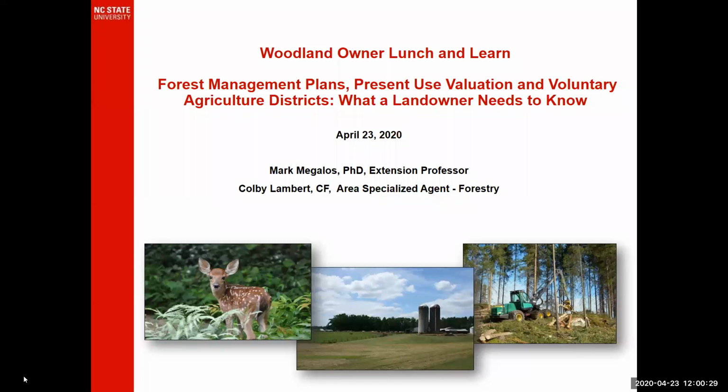Today's topic for our Woodland Owner Lunch and Learn series is forest management plans, present use valuation, and voluntary agricultural districts, what a landowner needs to know.